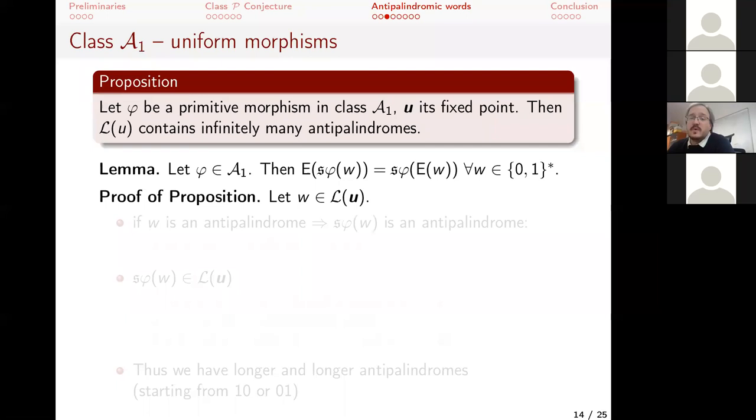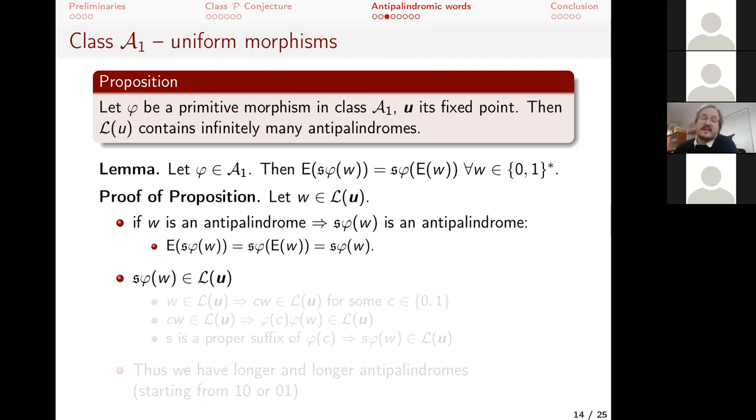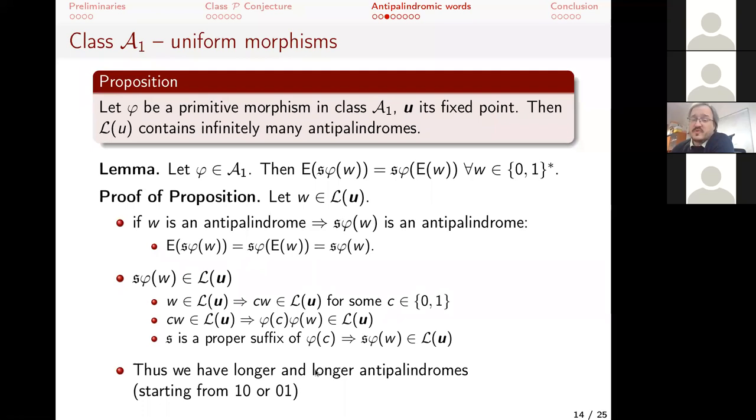Well, the first ingredient is that if W is a palindrome, then S concatenated with phi image of W is also a palindrome. The second ingredient is that if W is in the language of U, then S phi of W is also in the language of U. And using these two things, that I've got an antipalindrome, and by applying this operation, I also have a palindrome which stays in the language, we are able to produce longer and longer palindromes. We only need some starting point, and the starting point in this case would be the antipalindrome 1-0 or 0-1. At least one of them is in the language.